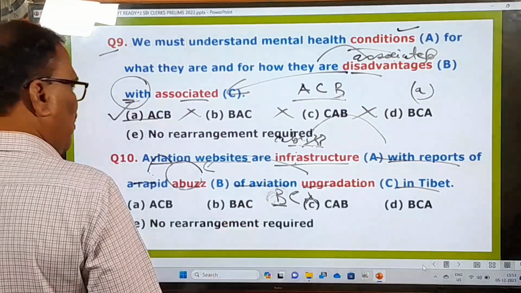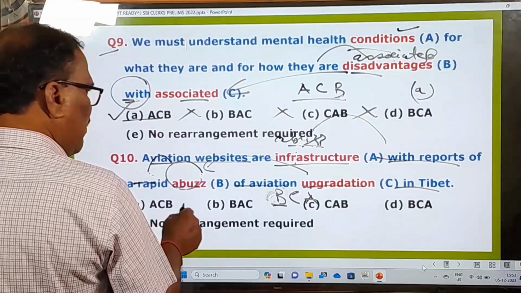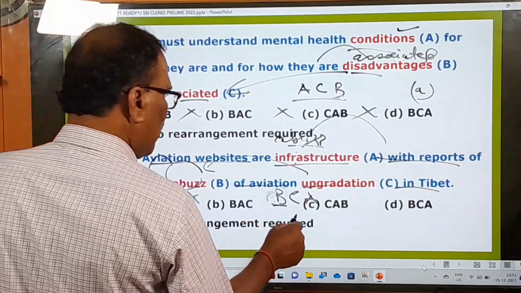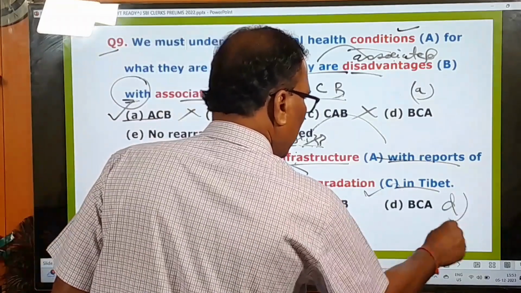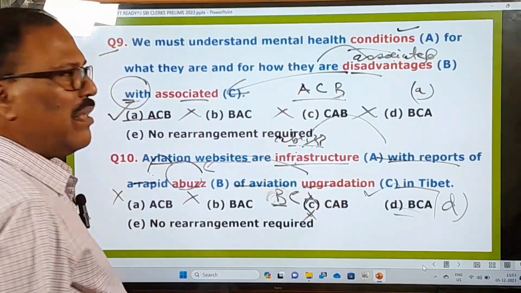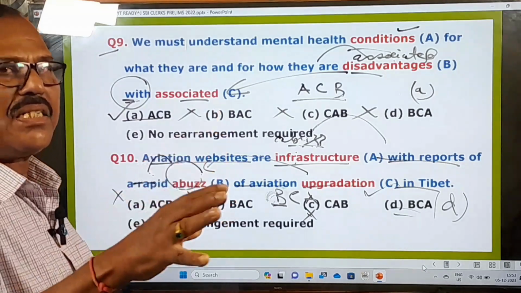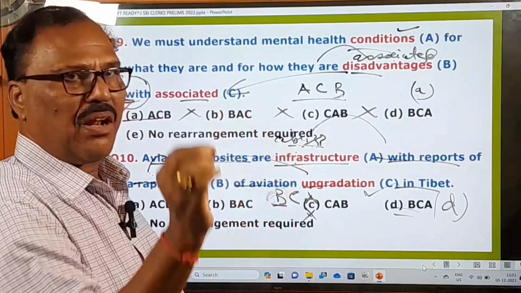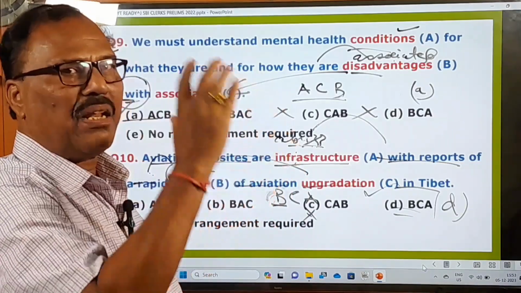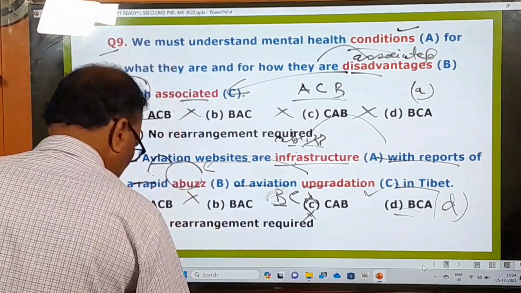And now let us check with the answers given. A, C, B wrong, B, A, C wrong, C, A, B wrong, B, C, A. Okay, D is the right one. This is the right one. This is how you have to answer the words given in the sentence in bold. You have to keep them in an order. When you keep them in an order, you have to mention their letters. Okay, now let's move on to the next question.